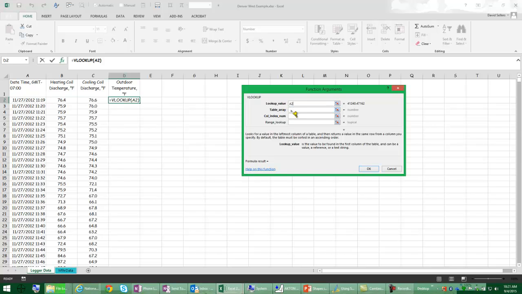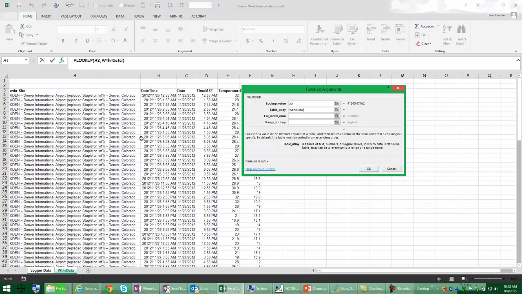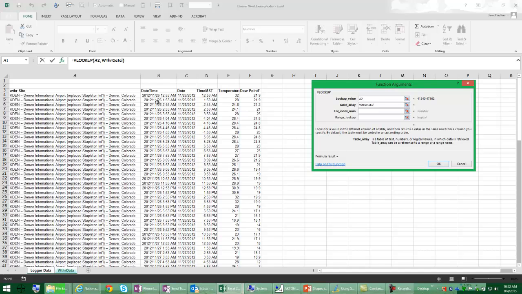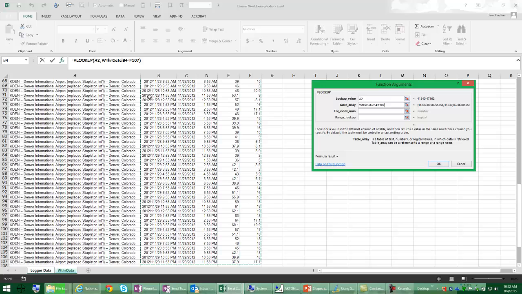Now, when you tell VLOOKUP where to look, the first column in the array or table you pick needs to be the column that has this piece of data in it. So I'm going to go to my weather data tab, and there's the date and time. I'm going to make that my first column, and I'm just going to pick everything. So I clicked in the first cell, I arrow keyed over. Now I held the shift down and used the right arrow key, and now I'm going to hold control down with shift and a down arrow, and that picks up all that stuff.